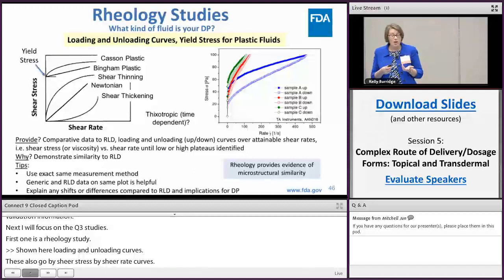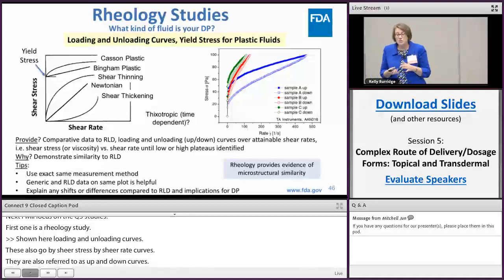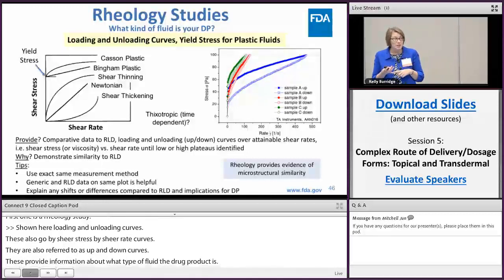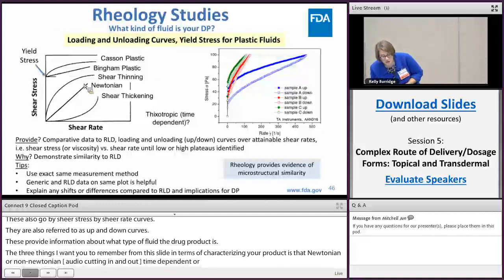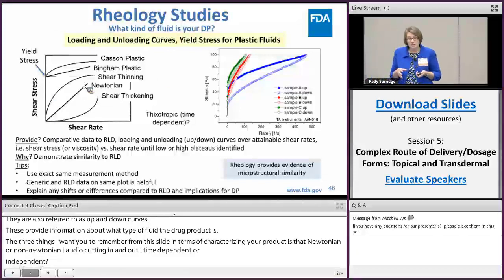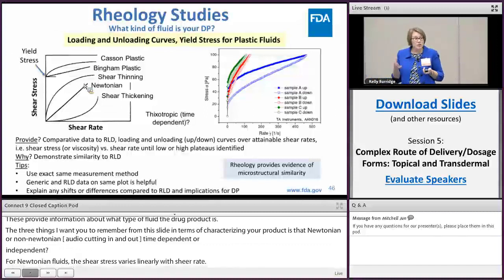So the 3 things I want you to remember from this slide in terms of characterizing your product: is it Newtonian or non-Newtonian? Does it have a yield stress? And is it time dependent or independent? For Newtonian fluids, the shear stress varies linearly with the shear rate. That's the case for a lot of topical products that are solutions that don't have any kind of component in the formulation that modifies the rheology.